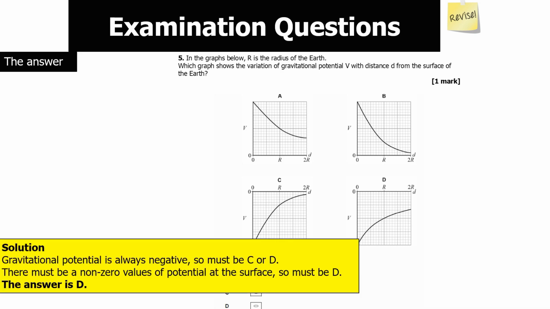Right, in this one, we know that the gravitational potential is always a negative value by definition, so A and B cannot be right, so it has to be either C or D. There must be a non-zero value of the potential at the surface, because we take the potential as being measured from the centre of the planet, so our answer must be D.